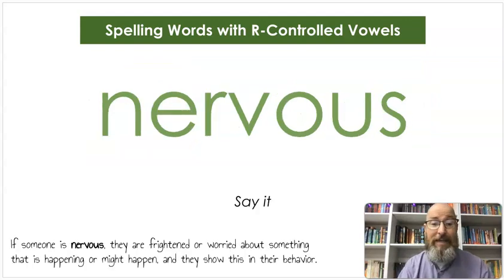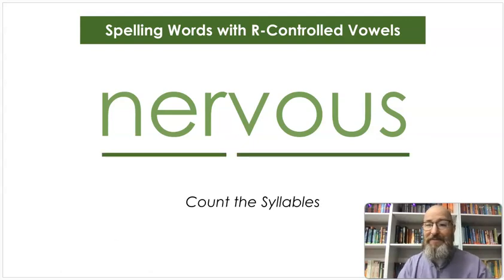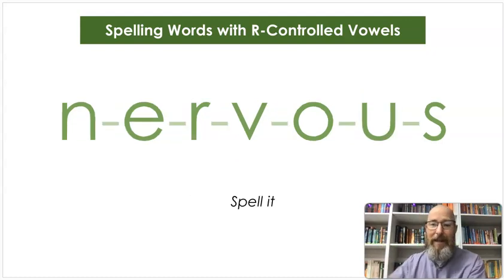Our next word is nervous. Say nervous. If someone is nervous, they are frightened or worried about something that is happening or might happen, and they show this in their behavior. Let's count the syllables. Nervous. Let's spell it.